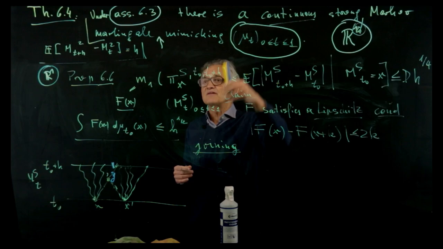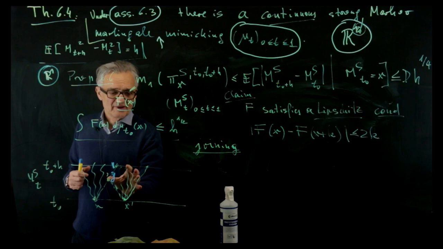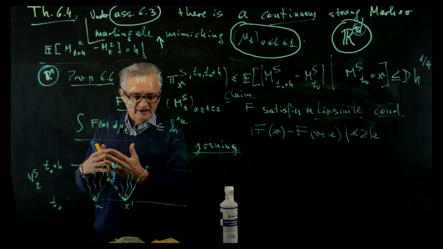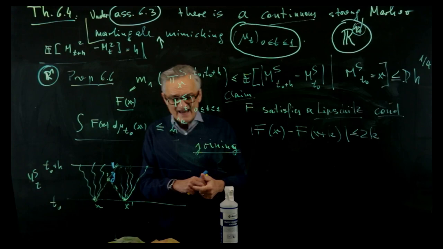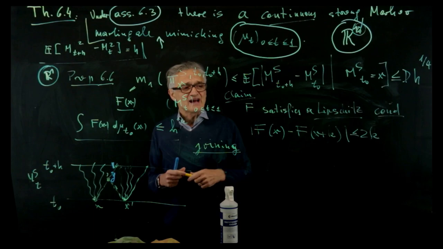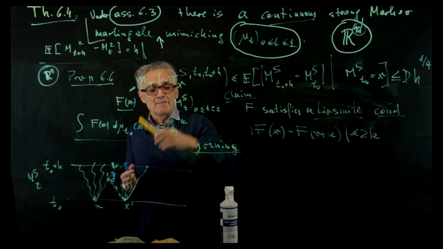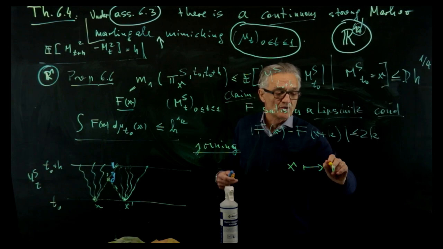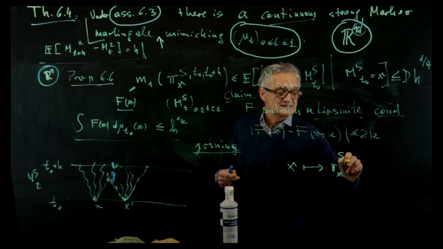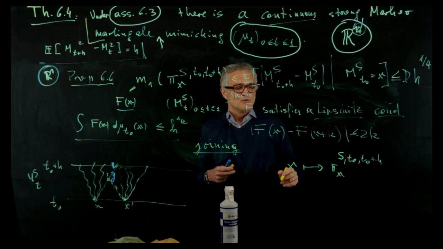And what I wanted to show you is that this argument is very much one-dimensional. This joining works so wonderfully in one dimension. In two dimensions, there is nothing analogous to this. But what you need is some kind of Lipschitz or continuity or something of the map x goes into these transition probabilities, pi x, which we adorn here for every s, t naught, t naught plus h. Okay, we want some continuity or Lipschitz or something.